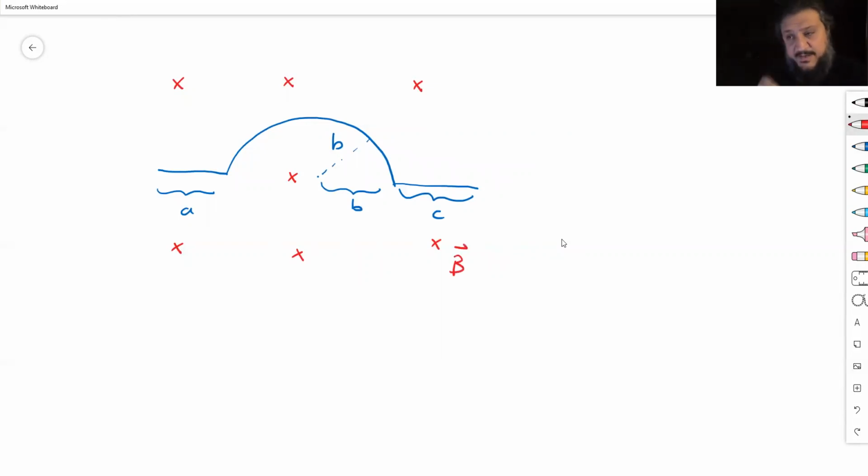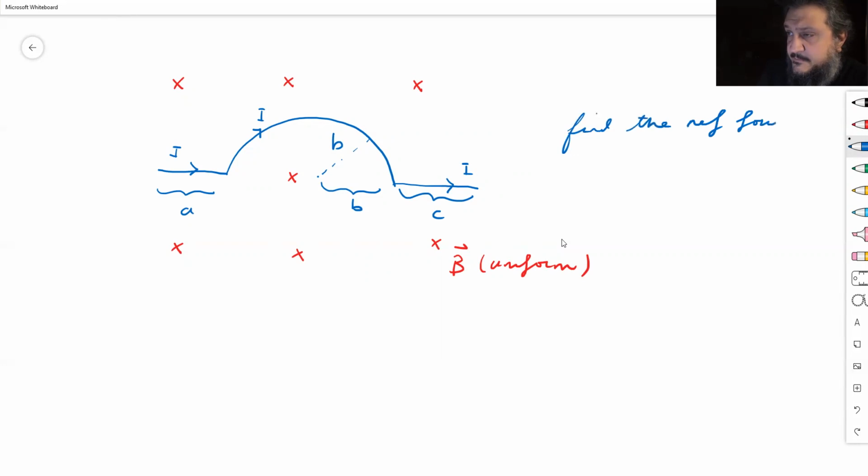The uniform magnetic field is into the page. And the current we have is moving from left to right, if you will. I, here, left to right. Let's find the net force on the wire that carries this current, I.